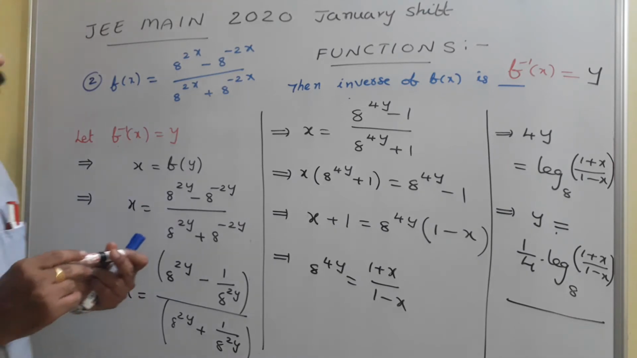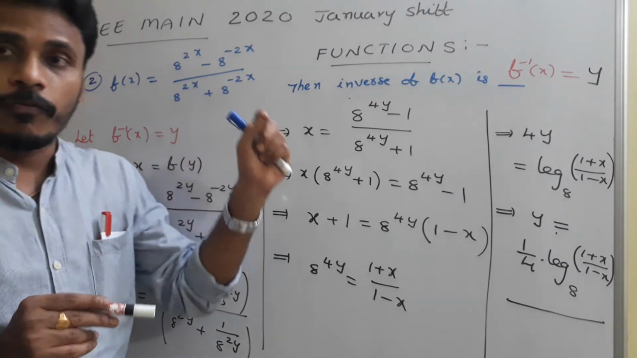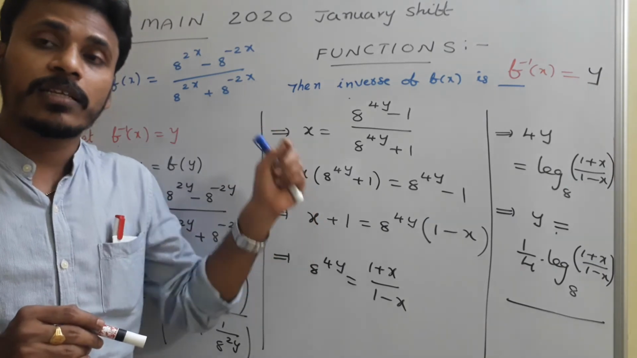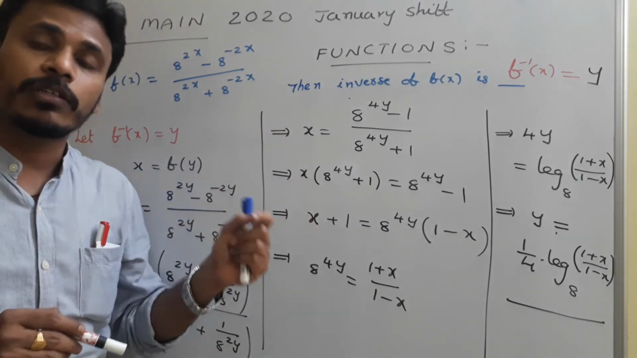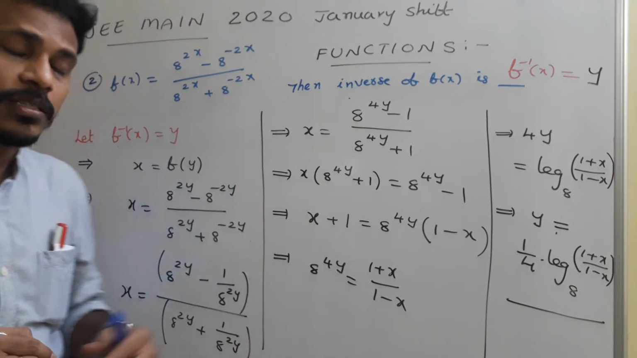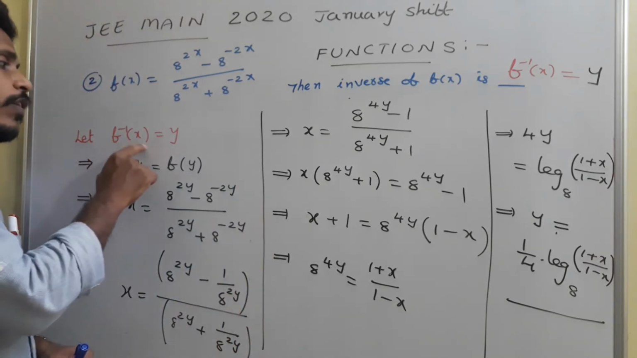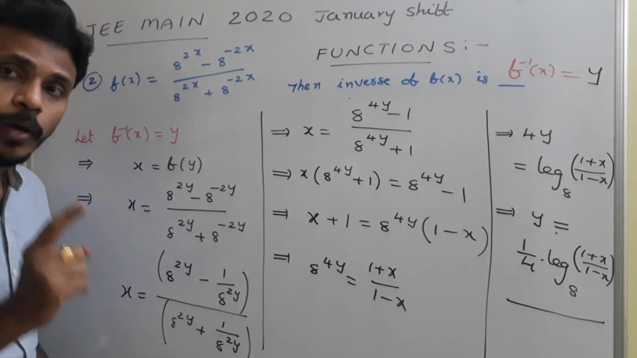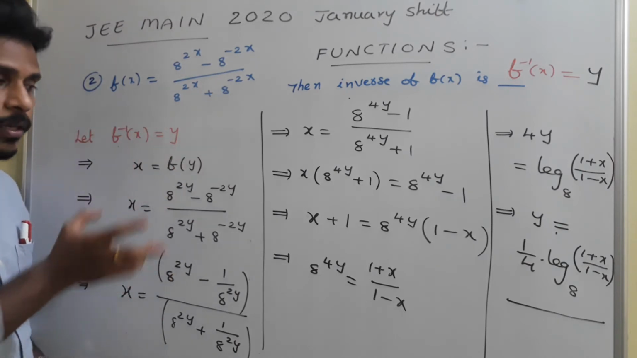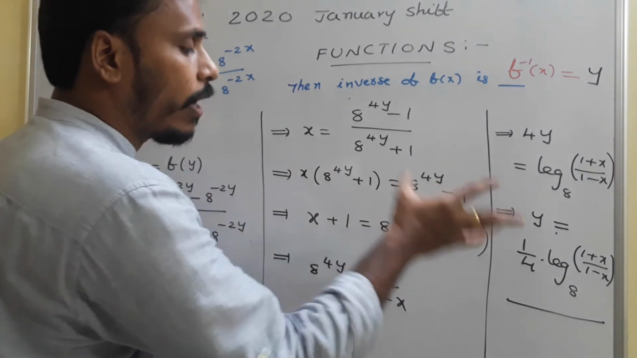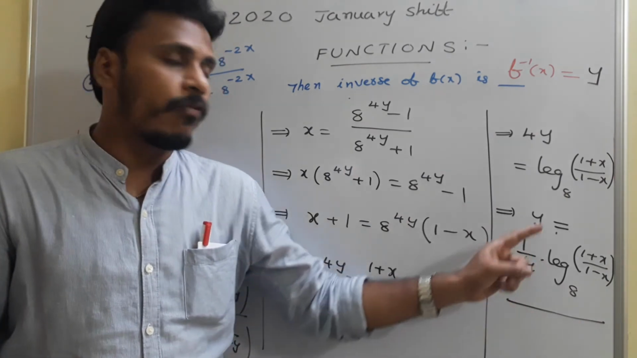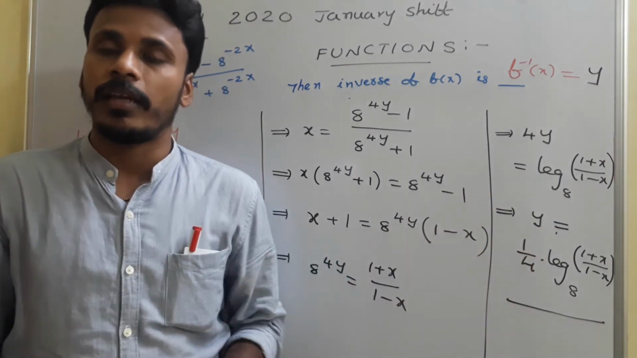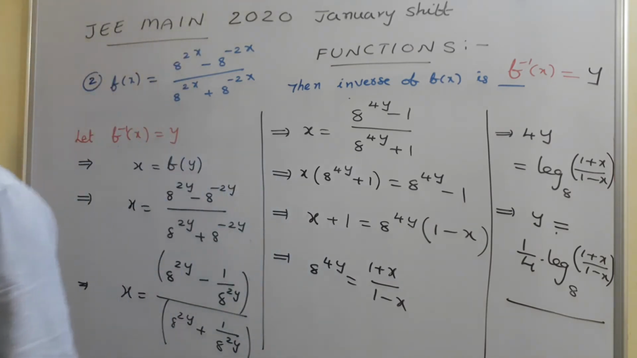Now the question from the Mains 2020 January from functions. Here they asked us to calculate the inverse of the given function. To calculate the inverse of the function, the standard procedure is by letting f inverse of x equal to y and try to express that y in terms of x. So on simplification, I have y in terms of x as 1 by 4 into log of 1 plus x by 1 minus x base 8. Okay, have a look.